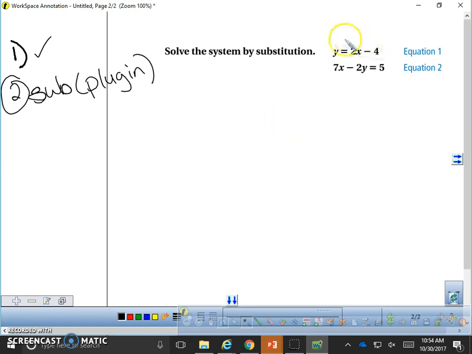So we're going to plug in. We know y is 2x minus 4. So I'm going to plug in for y, 2x minus 4. Instead of saying y in equation 2, it's now going to say 2x minus 4. So let's go ahead and rewrite. Substitute in. This is still step number 2. 7x minus 2, and instead of saying y, we're going to say 2x minus 4, equals 5. Okay, now we're going to plug in and solve.